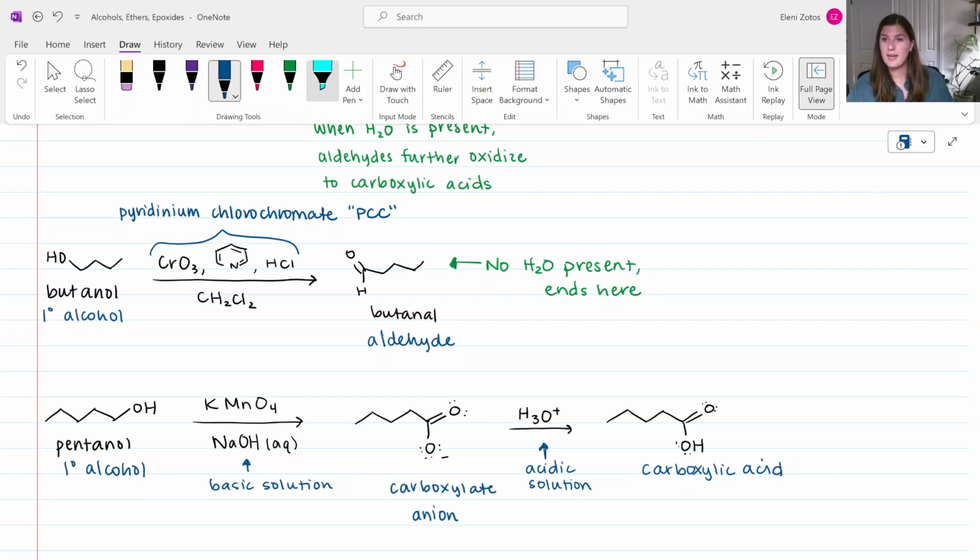You might notice we haven't talked about any mechanisms. I will post what the mechanisms look like in our Top Hat folder, but these are not mechanisms that you'll need to remember for the class. The goal is to be able to recognize oxidizing agents, looking at the starting material and the oxidizing agent. Will you end with a ketone, an aldehyde, or a carboxylic acid?